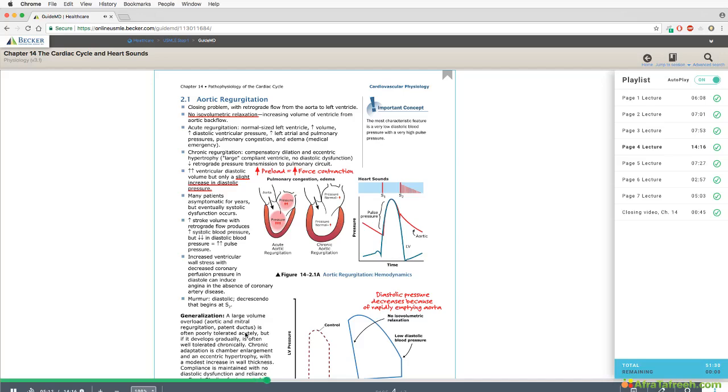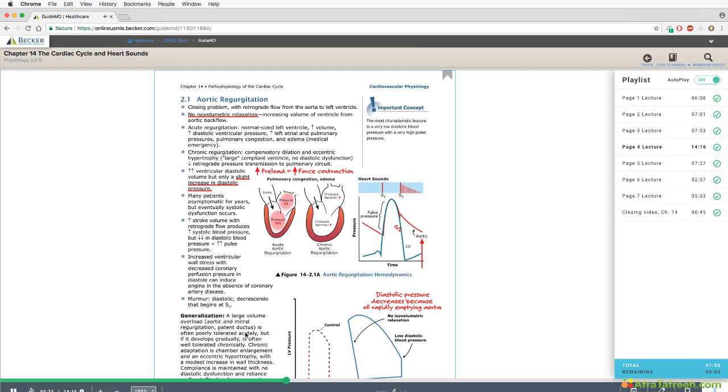Now, in terms of the murmur, you can figure out exactly where it starts. This is a closing problem. The closure of the aortic valve creates S2. Therefore, the murmur should start at S2, and it is a diastolic murmur.